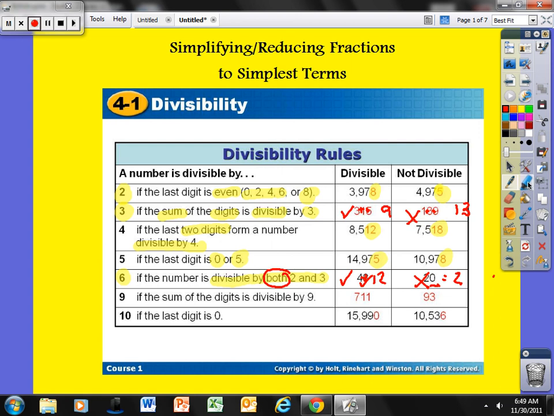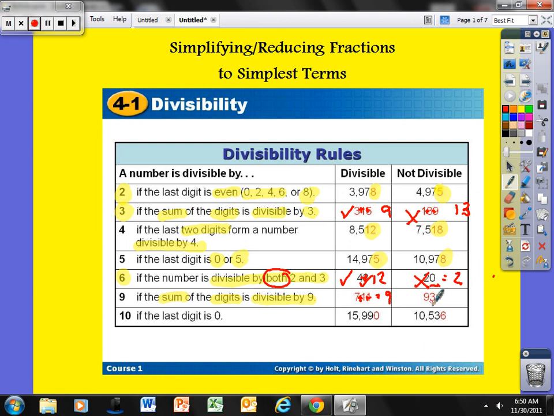The rule for 9 is very similar to the rule for 3. The sum of its digits is divisible by 9. So same thing you do for 3. Add the digits. 7 plus 1 plus 1 equals 9. 9 is a multiple of 9. 9 is a factor of 9. So that means 711 is divisible by 9. I know it doesn't seem like it, but once you do the division, it works.